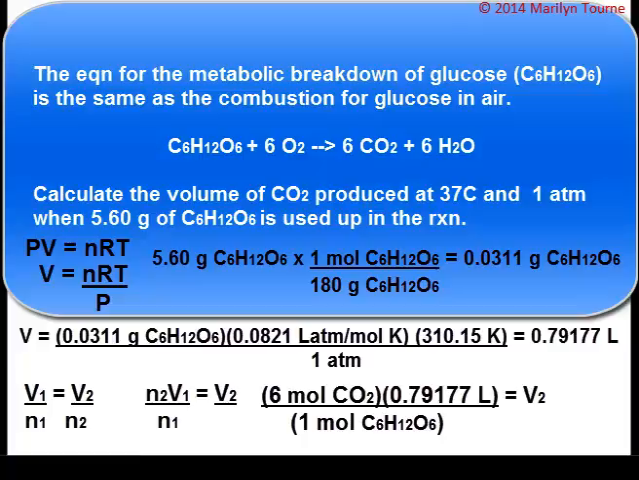So it's basically 0.79177 times 6 divided by 1. It ends up being 4.75 liters of carbon dioxide. This is basically what gas stoichiometry is.